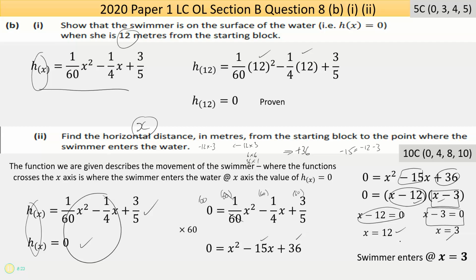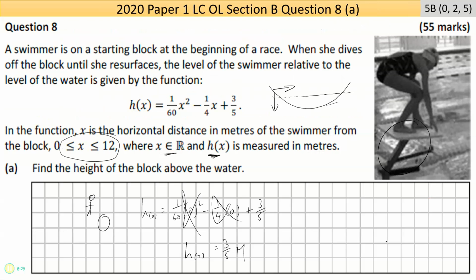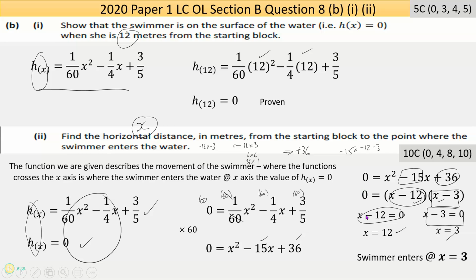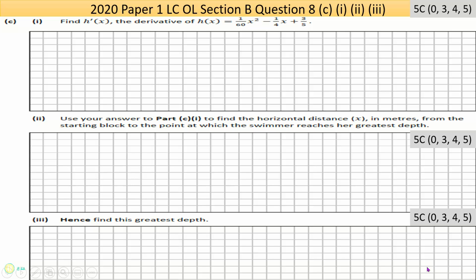Now, if I go back to the graph here, they cross the surface here and here. Now, 12 is not the first time. It's when they come back up. 3 is when they enter the water. Okay, so that's why I pick x is equal to 3. Job done.